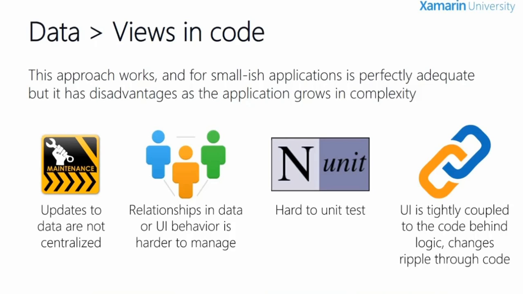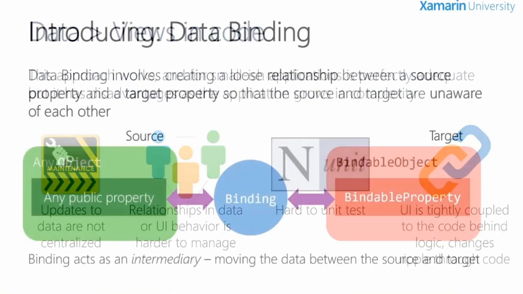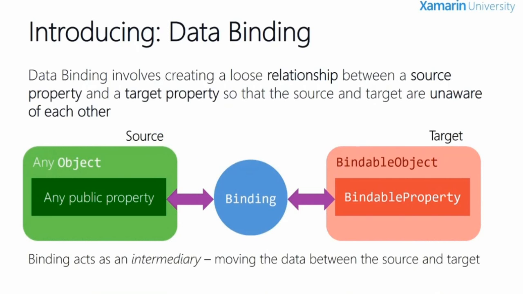And finally, because our UI is tightly coupled to our code behind logic, changing one does affect the other. So we really want to create a more loosely coupled system. Now, a possible solution to these problems is what we call data binding. Now, we don't really have enough time to go through this in detail, but essentially data binding is a way that we can implement this intermediary object to loosely couple the UI and our model data or logic.